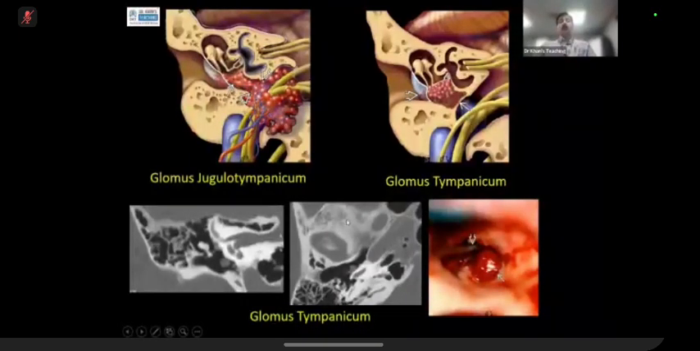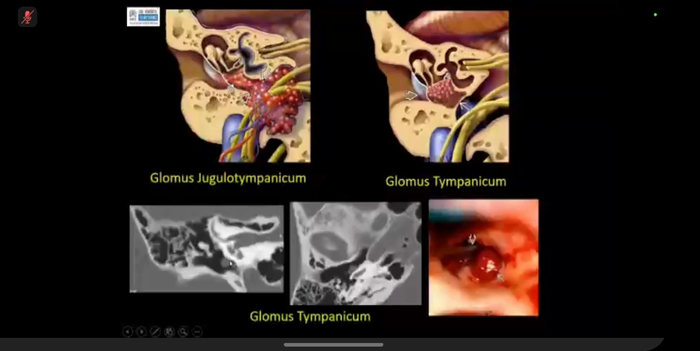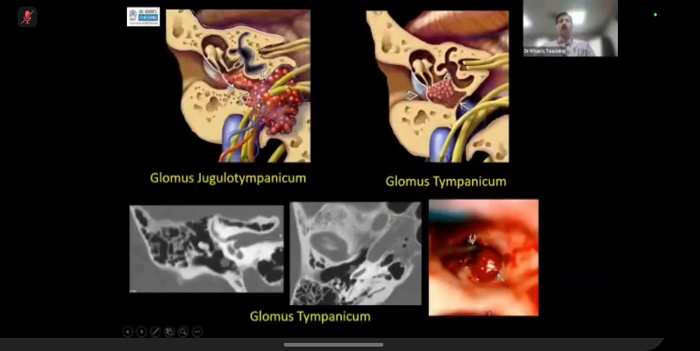When it is just in the tympanic cavity, as in the middle ear cavity, we call it glomus tympanicum. But when there is a large tumor which goes from the jugular foramen and penetrates into the middle ear, because this is just superior to that, you remember the anatomy, we will call it glomus jugulotympanicum. So this is a glomus tympanicum, this is jugulotympanicum, and this is only tympanicum.